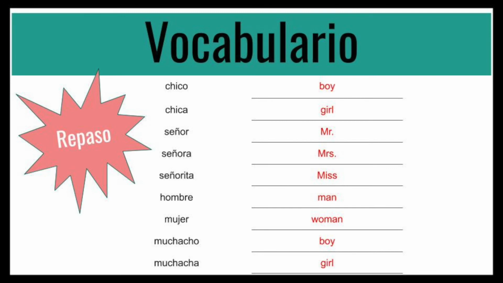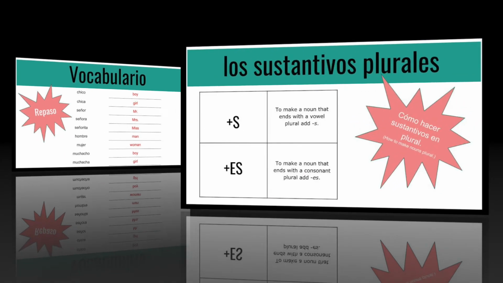Well, we can learn lots of rules, but if we don't put them into practice, it won't make sense. I'm going to give you some very basic vocabulary words that we learned our first week together. Let's say them together. ¿Listos? Chico, chica, señor, señora, señorita, hombre, mujer, muchacho, muchacha.